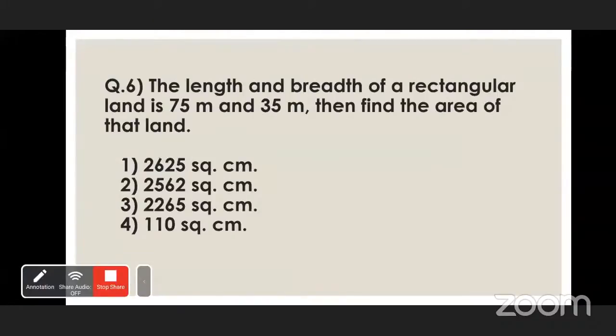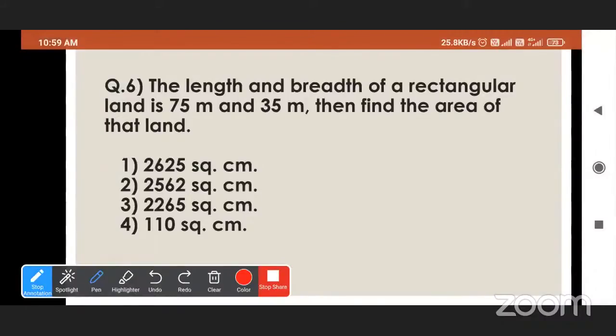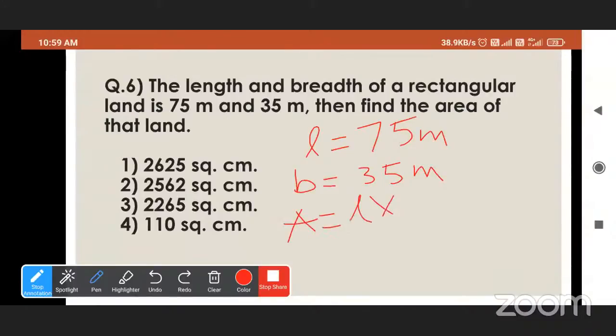Now, question number 6. The length and breadth of a rectangular land are 75 meter and 35 meter. Then find out the area of that land. We have land in rectangular shape. The length is given as 75 meter and breadth is 35 meter. Then we have to find the area. Area is equal to length into breadth. So what is the area? Do the multiplication, 75 multiplied by 35.